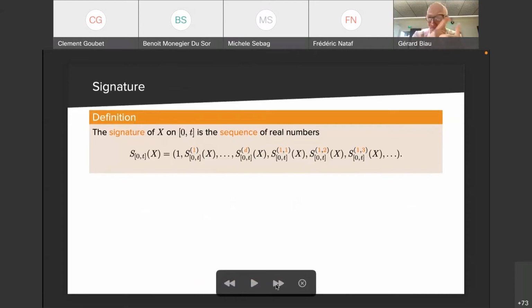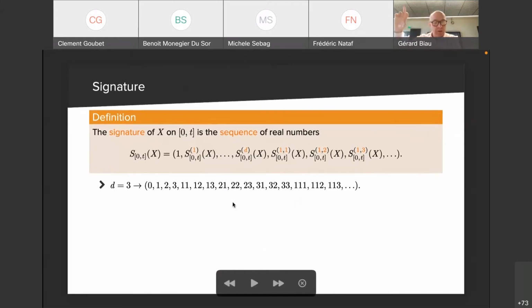So we start with 1. You do not integrate any coordinate. Then we have the d coordinates. It's a d-dimensional process. Then you play one coordinate, the pairs of coordinates, and then 3 coordinates, 4 coordinates, etc. So you see that, for example, in dimension 3, if you have a 3-dimensional time series, you are going to have a big sequence.